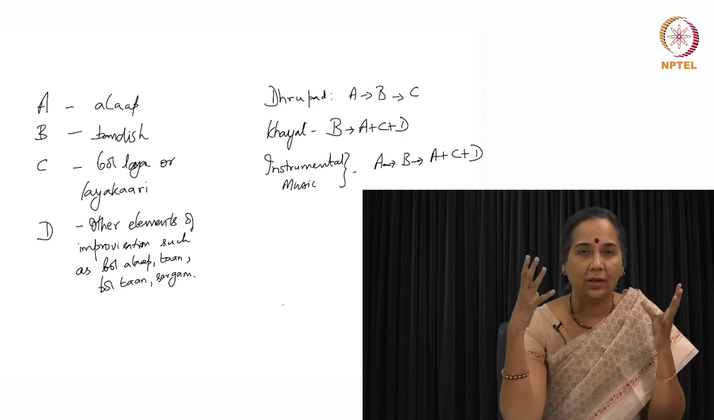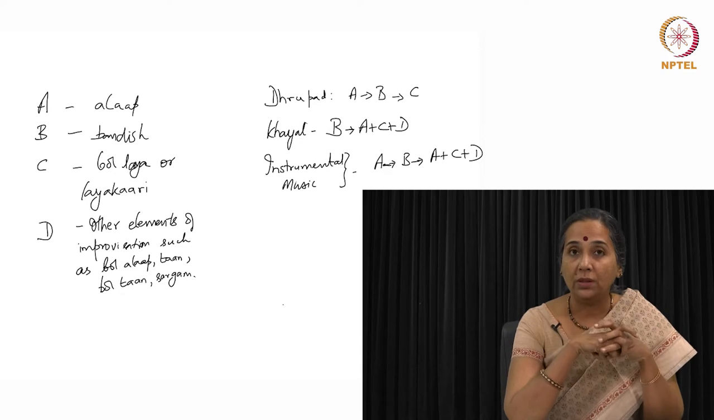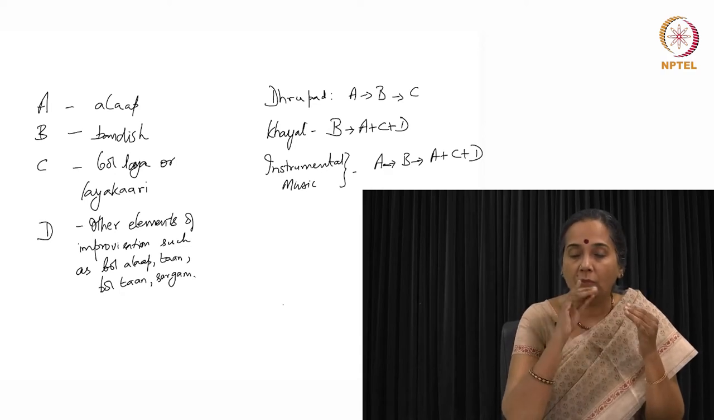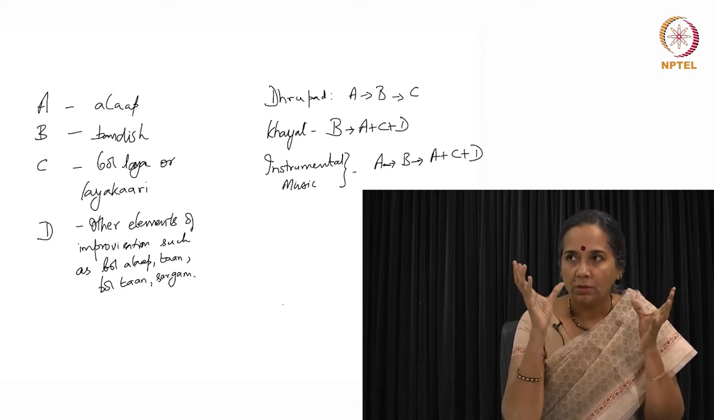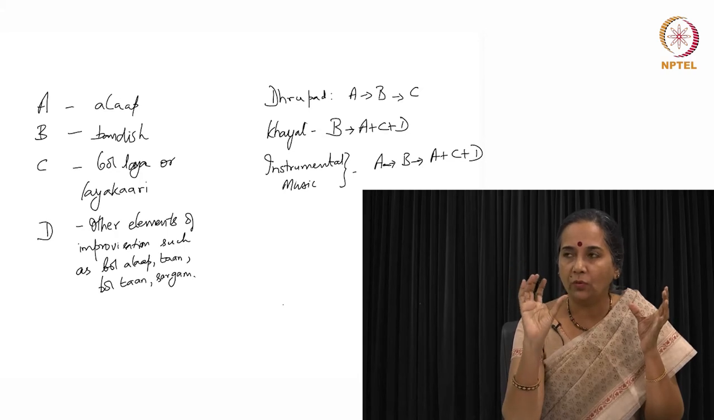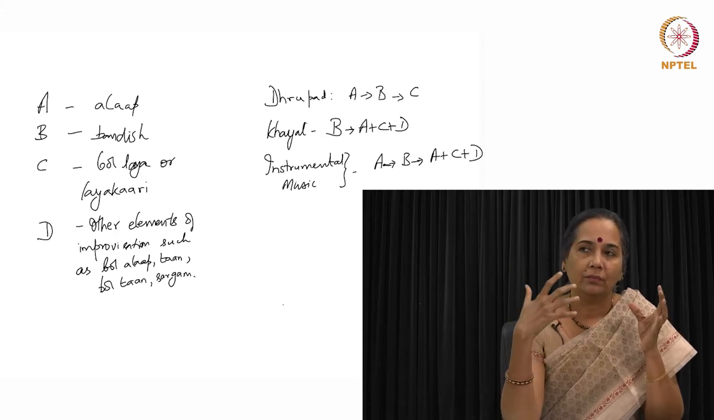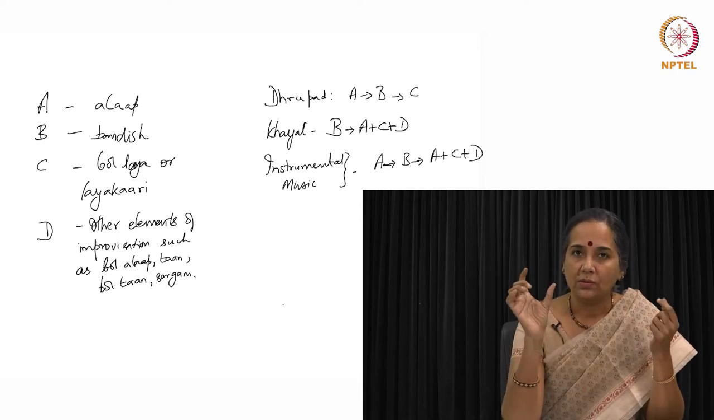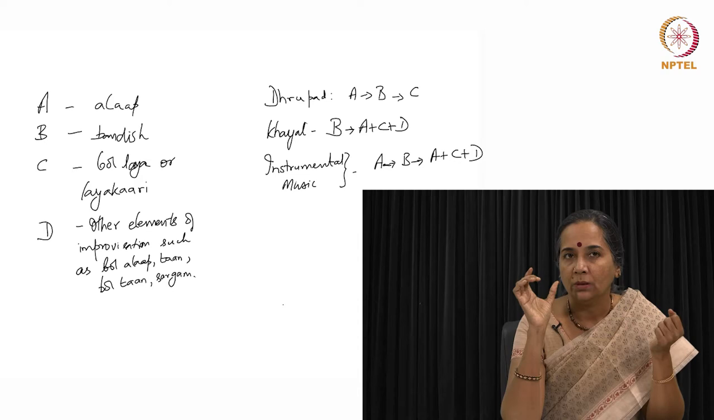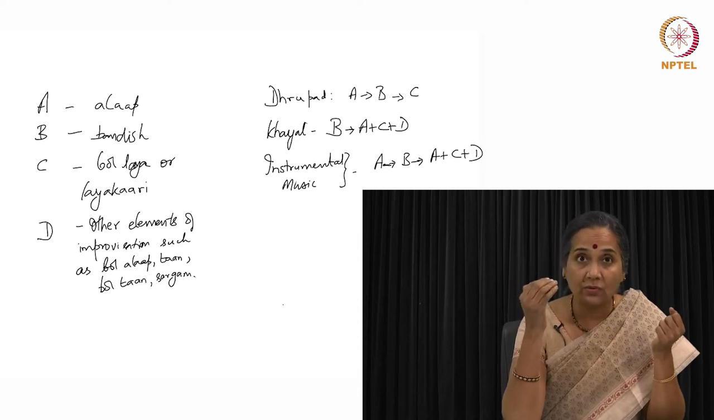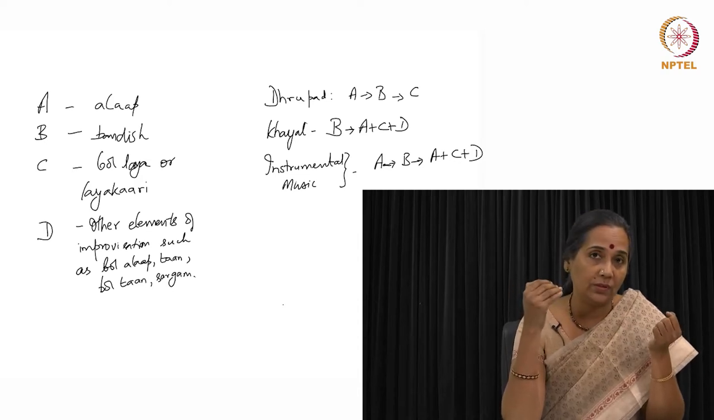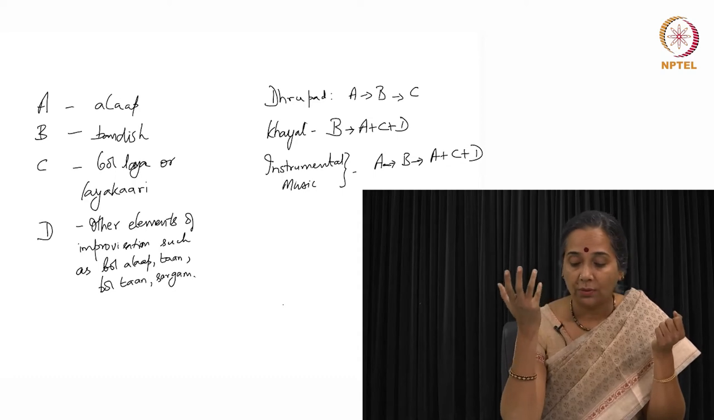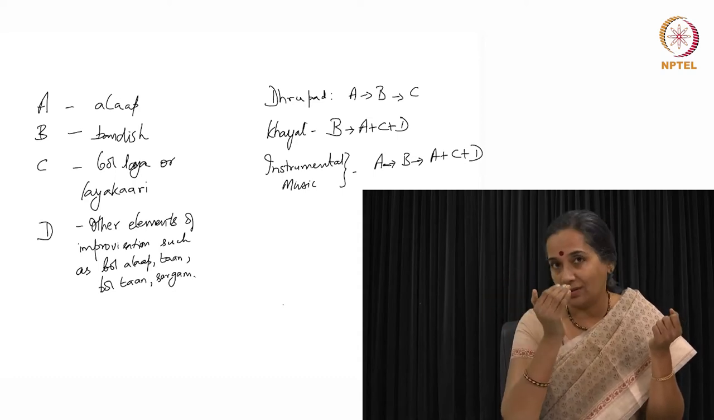There is an extensive alap. You have B standing for bandish. C for bol laya or laykari. It is only performing rhythmic patterns or creating rhythmic patterns using the text of the composition. And you have D, which is other elements of improvisation, such as bol alap, taan, bol taan, sargam, etc.